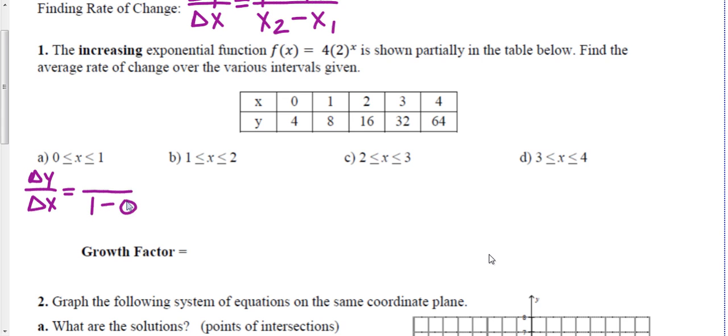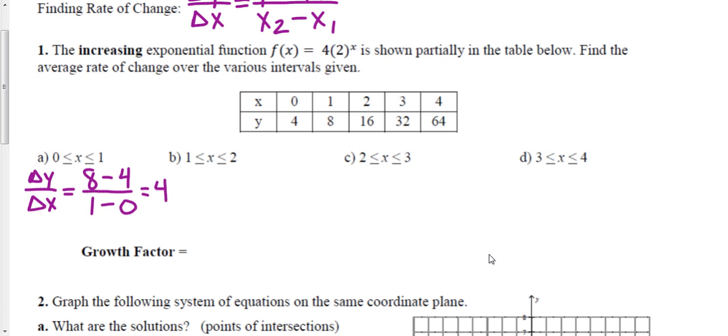So what I have to do is go to the table and look. When x is 1, what is my y coordinate? 8. When x is 0, what is my y coordinate? That is 4. And I have the subtraction sign in there because it is a part of the formula. And then we just go ahead and simplify. 8 minus 4 is 4. 1 minus 0 is 1. So we have 4 for part A.